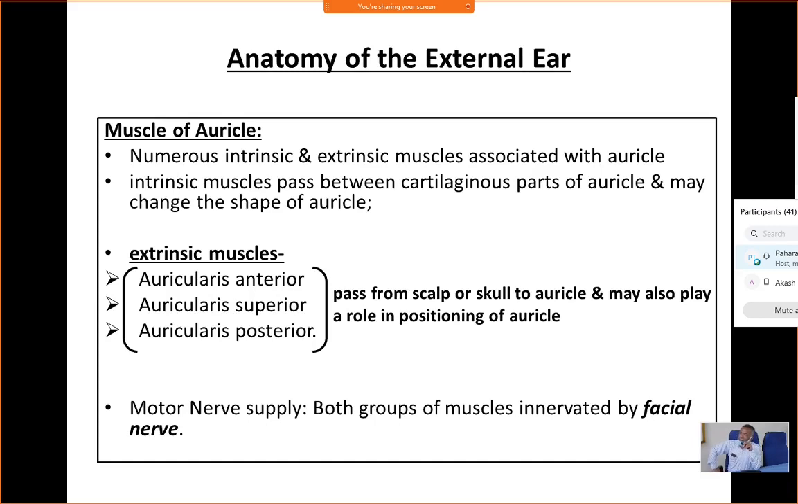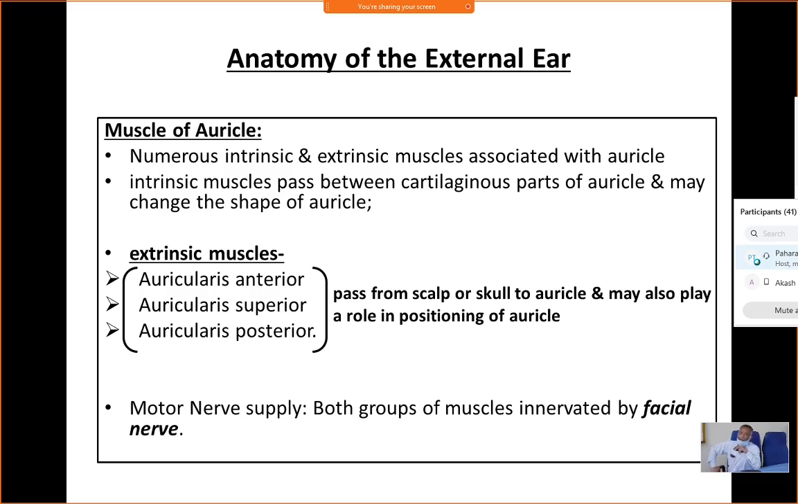Then come to the muscles of the auricle, or pinna. There are numerous intrinsic as well as extrinsic muscles. Intrinsic means it originates in the pinna and is inserted into the pinna. Extrinsic means it may originate from different parts of the body and be inserted into the pinna, or it originates in the pinna and is inserted into another part of the head and neck region. So intrinsic muscles pass between the cartilaginous parts of the auricle and may change the shape of the auricle.